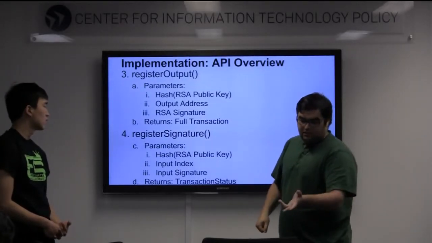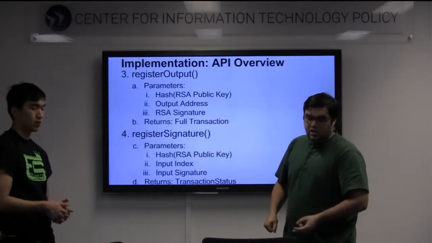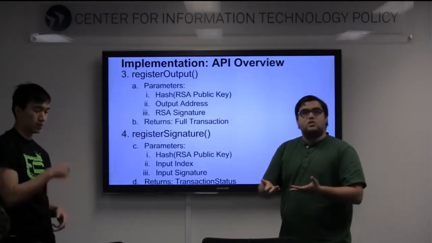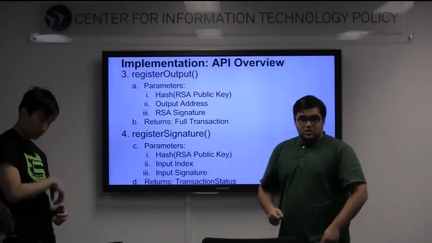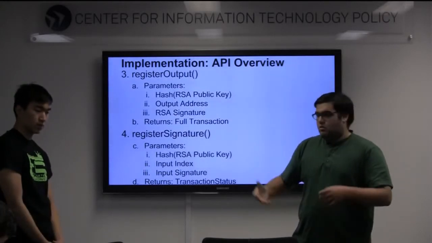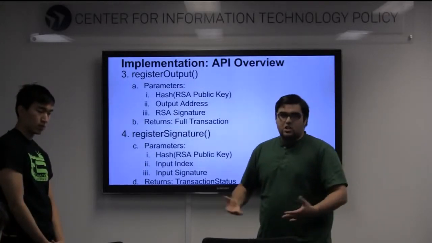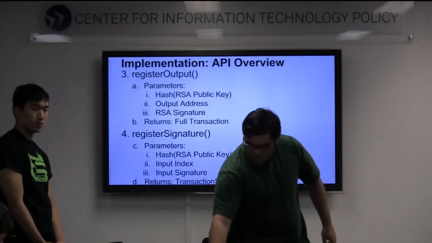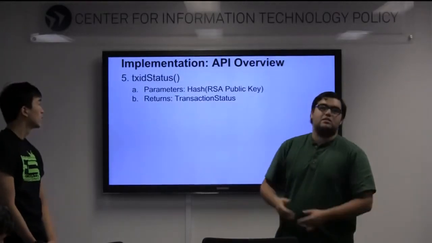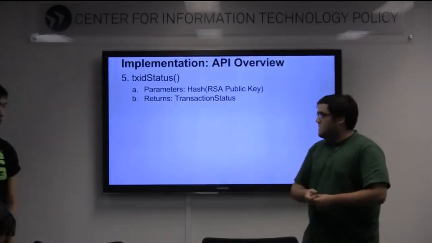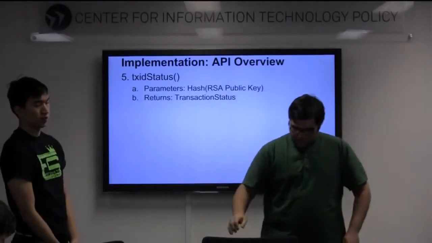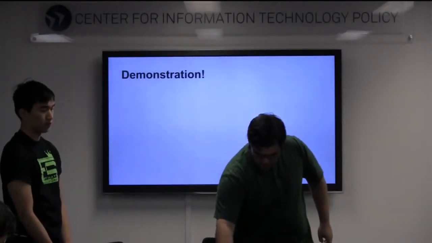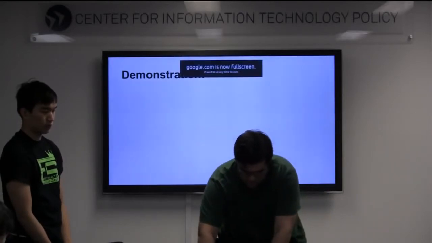When they reconnect the final time to register their signature, the user submits the signature and the index where the signature is supposed to go in the transaction. Once everybody has submitted their signature, the server broadcasts the transaction, and the client can always at any time check the status of a transaction just with this last API call. Alright, I think now we can do a demonstration.